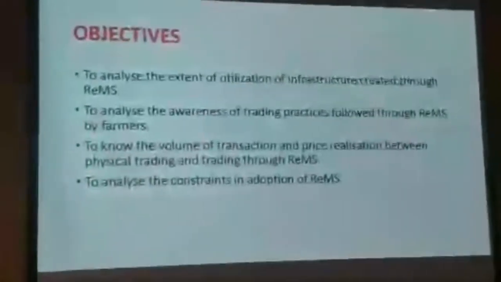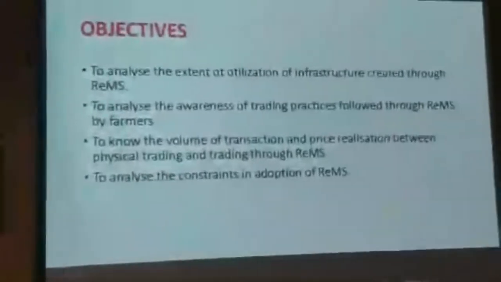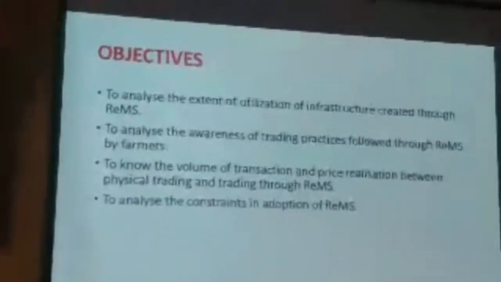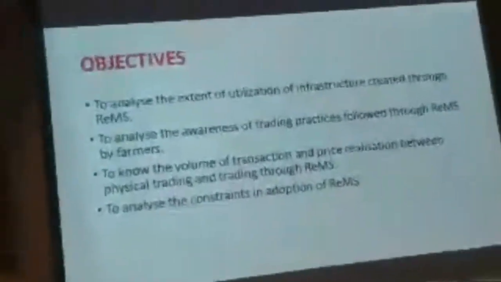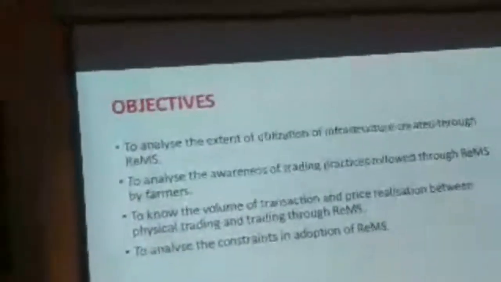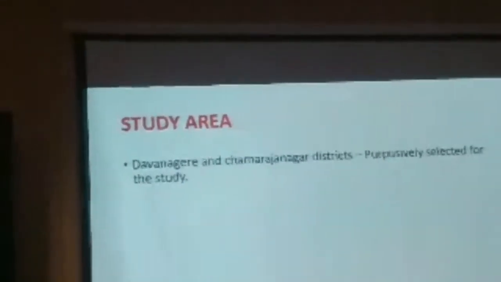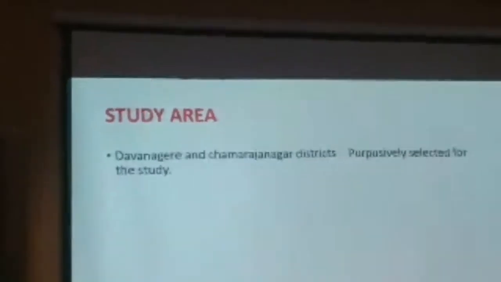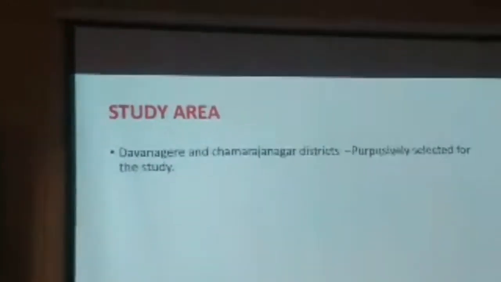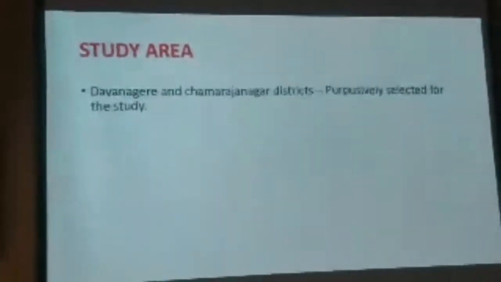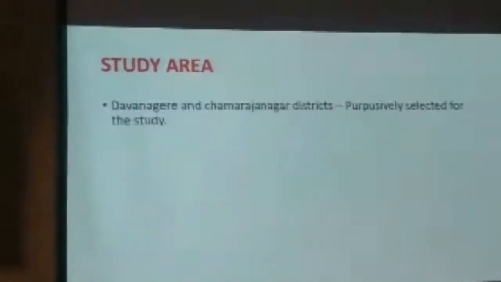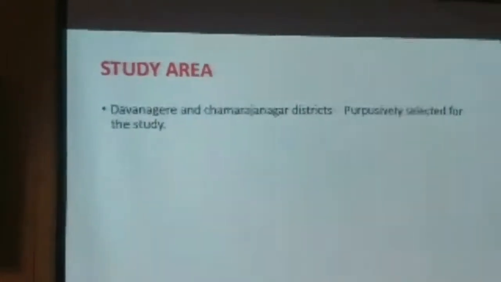And the third one is to know the auction and price realization between physical trading and trading through REMS. It will mainly use secondary data. The fourth one is to analyze the constraints in adoption of REMS, because we have to give suggestions on how it can be done better. The study area I have selected is Davangere and Chamarajanagar districts. They were purposely selected because once my study is selected, I have to ask the NABARD people which area they want to focus on. Then we will decide which crop and which area should be selected.